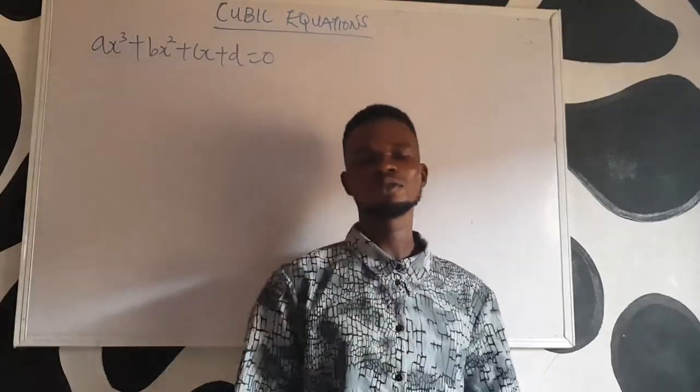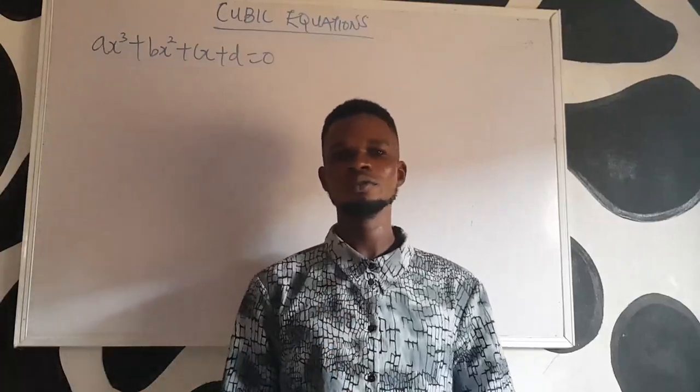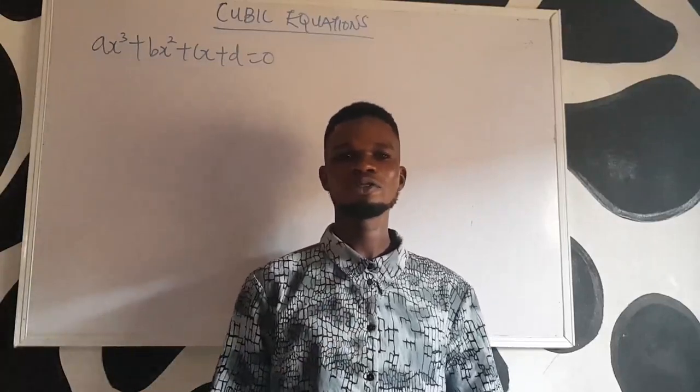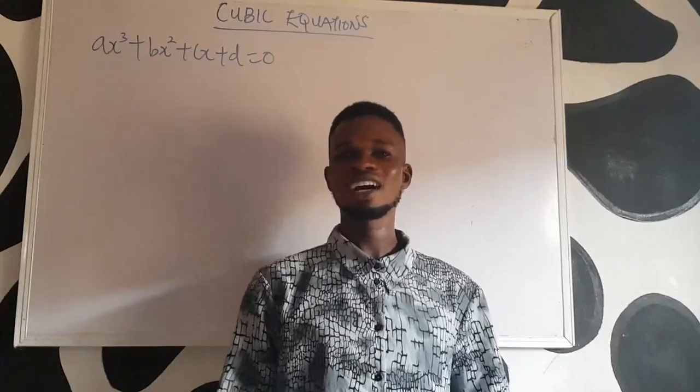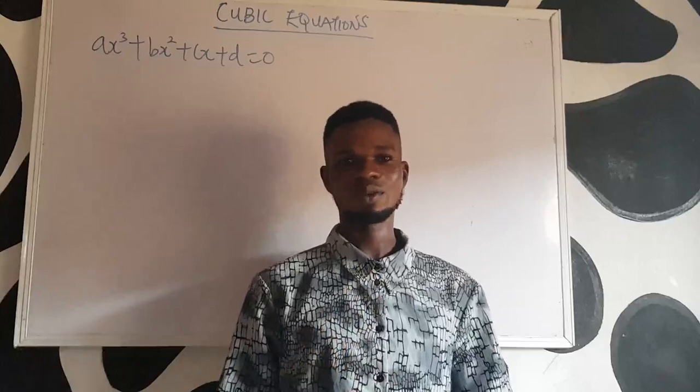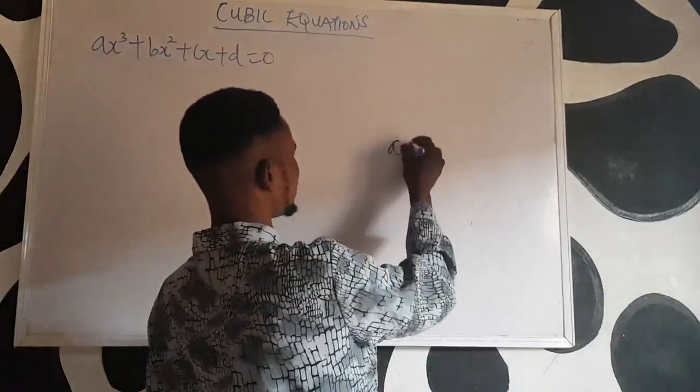And cubic equations do have at least one real root. Why? Because cubic curves are continuous. They are continuous because they don't have any asymptotes. Now, this is another question. What are asymptotes?